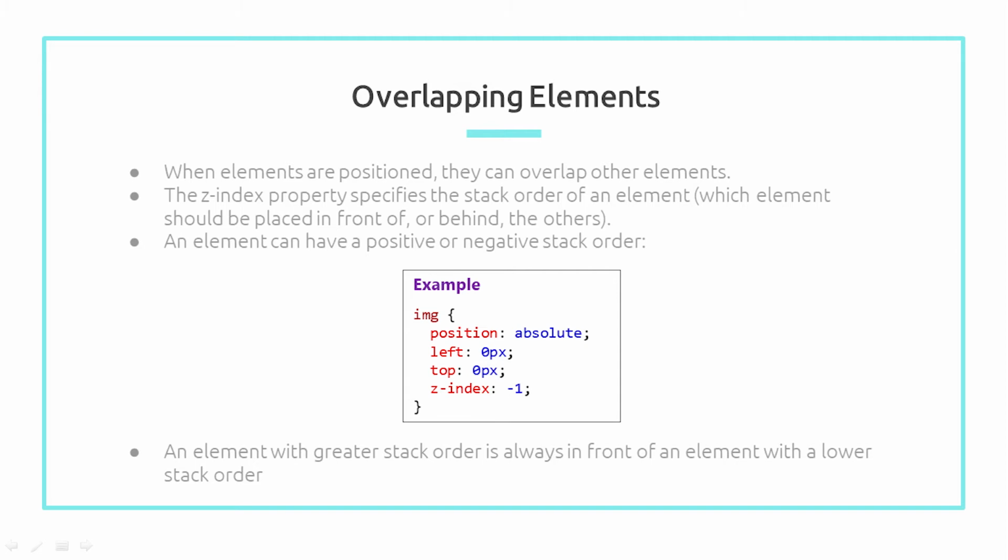Overlapping elements. When elements are positioned, they can overlap other elements. The z-index property specifies the stack order of an element, which element should be placed in front of or behind the others. An element can have a positive or negative stack order. An element with greater stack order is always in front of an element with a lower stack order.